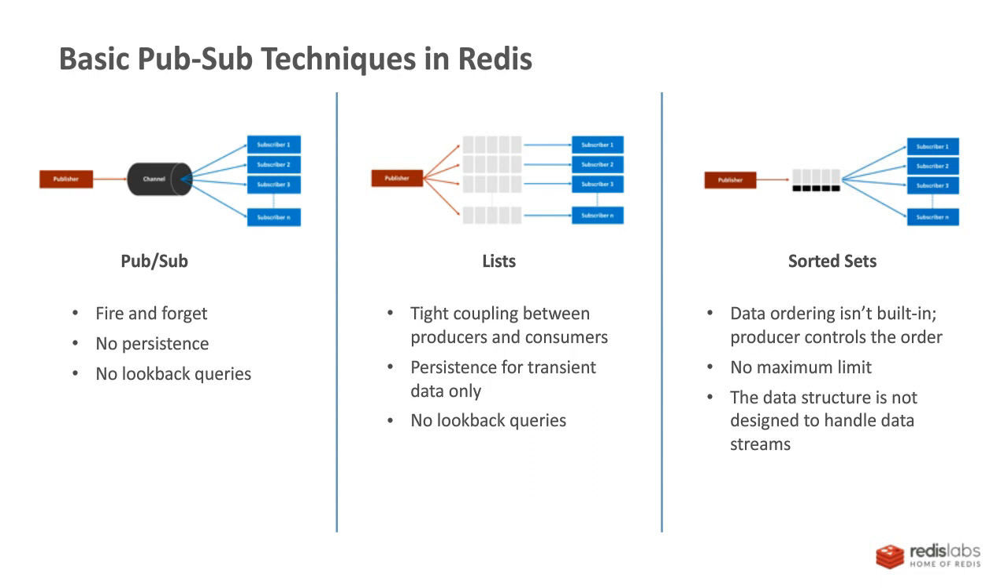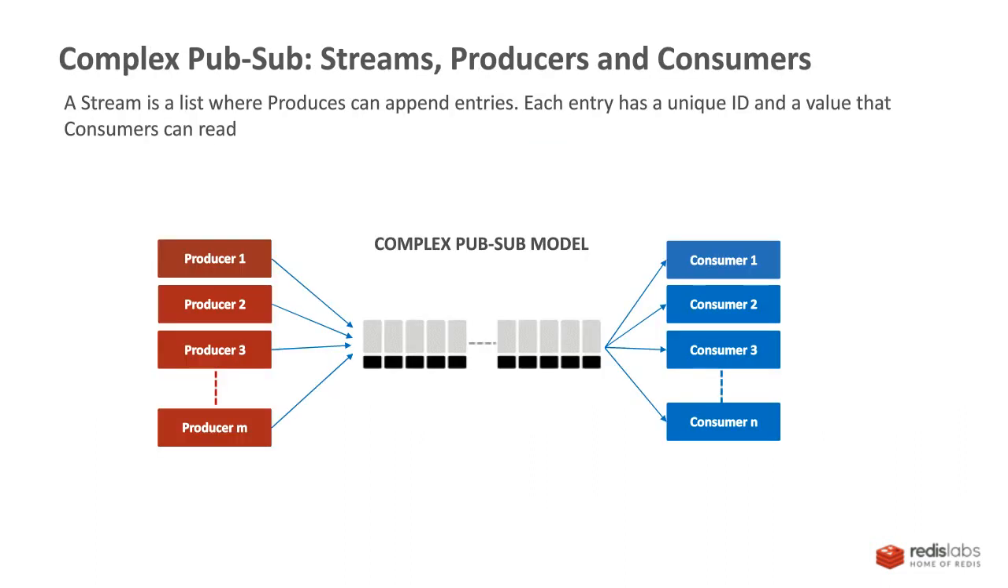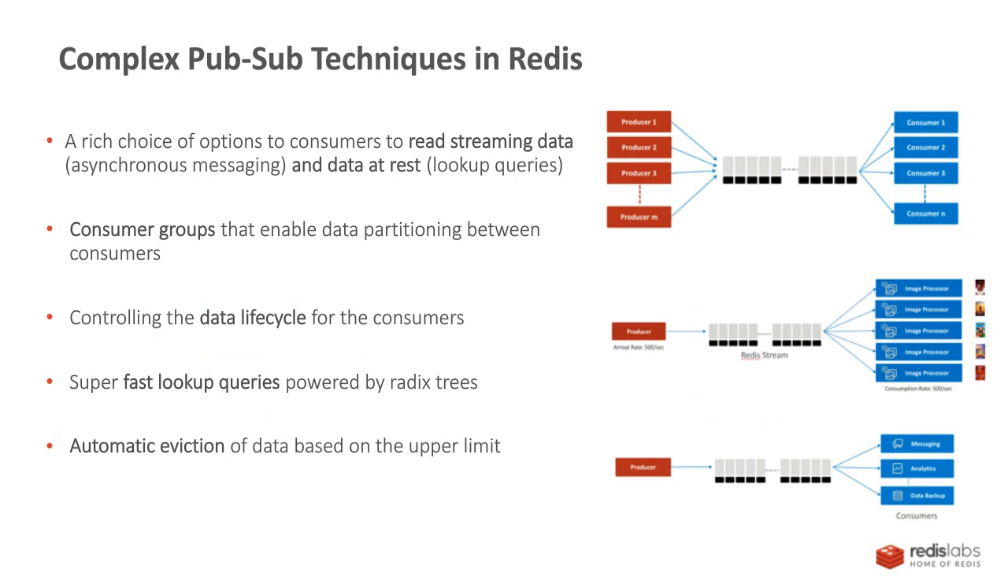But what we did recently, as part of 5.0, was introduce a new data structure: streams. Streams is almost purpose-built for publish and subscribe, because you could have multiple producers and multiple consumers or subscribers, and each of these consumers could read different topics at different speeds. We also have the notion of consumer groups. So you have a rich choice of options, whether you want to read streaming data or look at the data at rest. So you could look up your queries backwards as well.